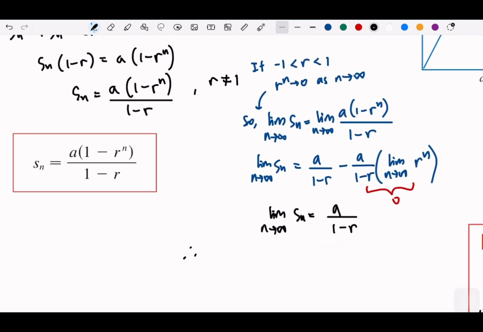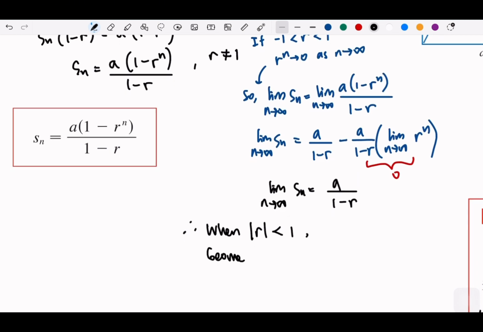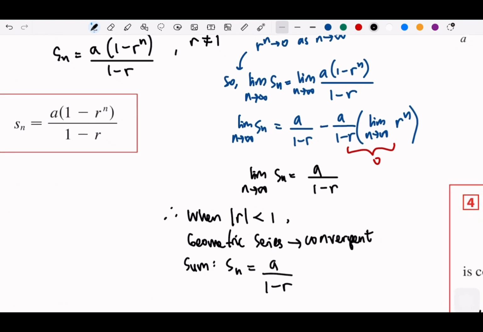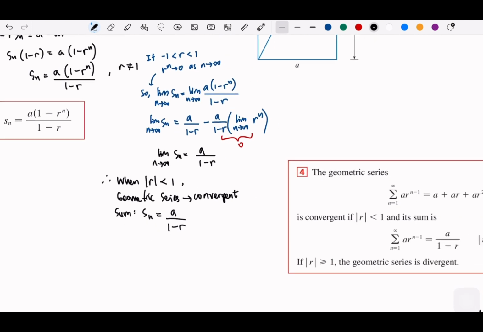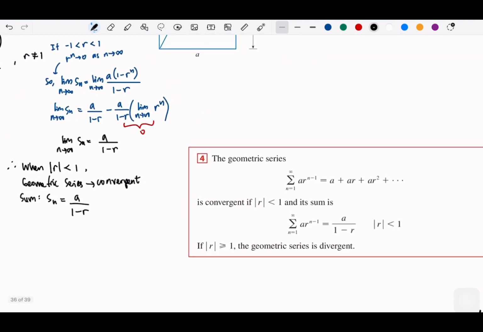So at the end of the day, when r in absolute value is less than 1, the geometric series will be convergent. The sum will be equal to a over 1 minus r, which I think probably you have seen somewhere, maybe in your school. Let me just give you this, okay, this part here.